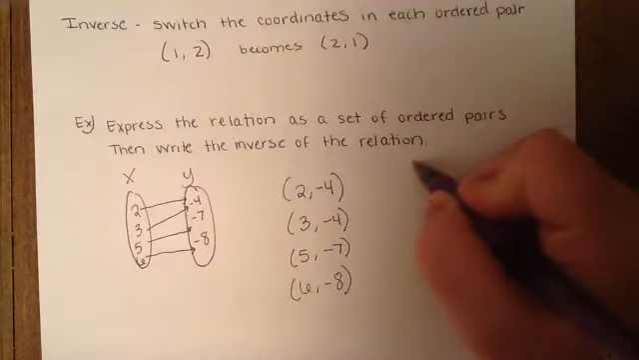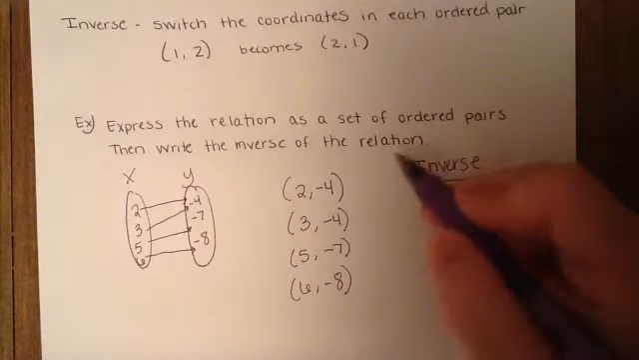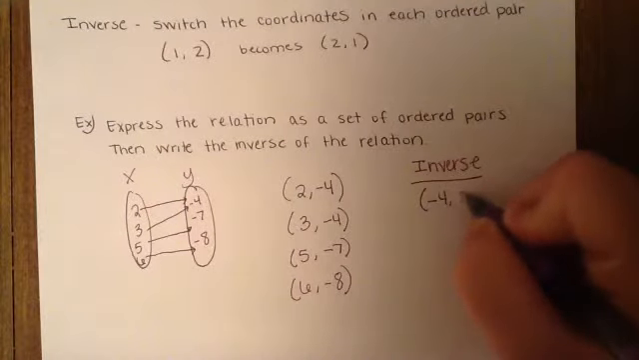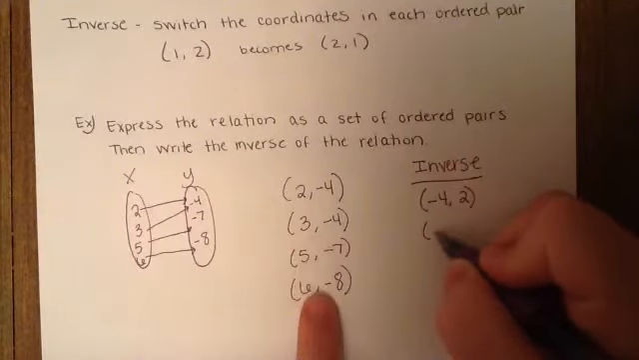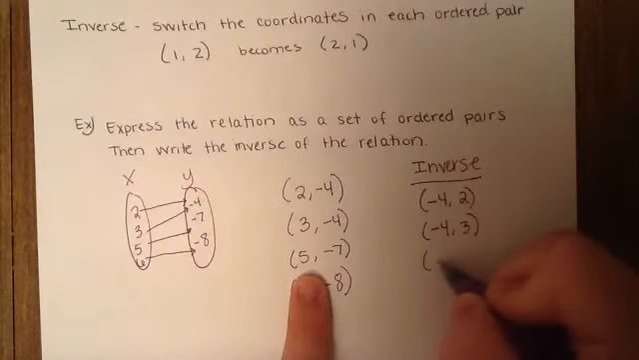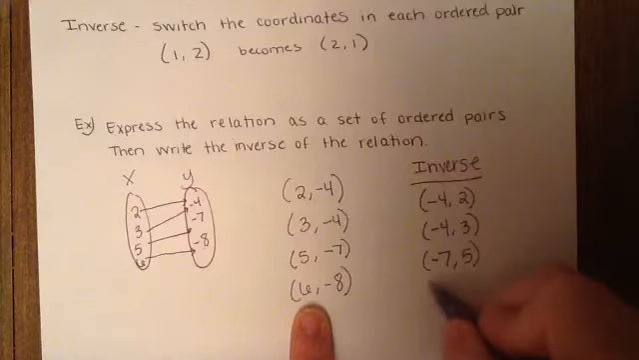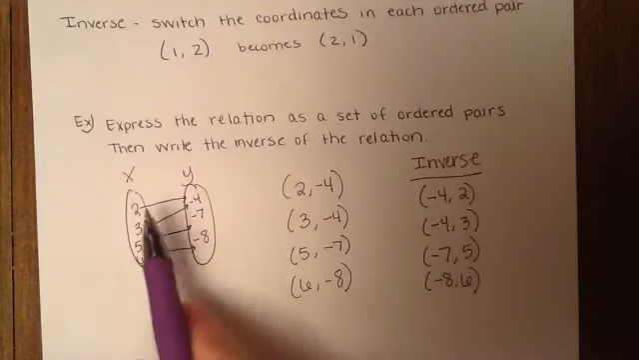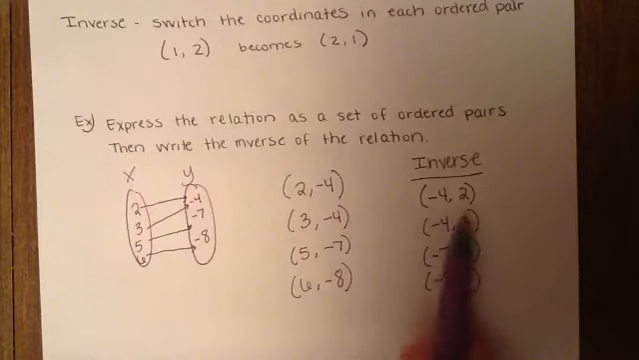Now when you find the inverse, what did we say you had to do to find the inverse? All you have to do is switch them. So 2, -4, we switch and becomes -4, 2. How about the next one? 3, -4 becomes -4, 3. 5, -7, -7, 5. And lastly, 6, -8, -8, 6. Rewrite the mapping, match the ones that go together as an ordered pair. To find the inverse, just switch those coordinates.